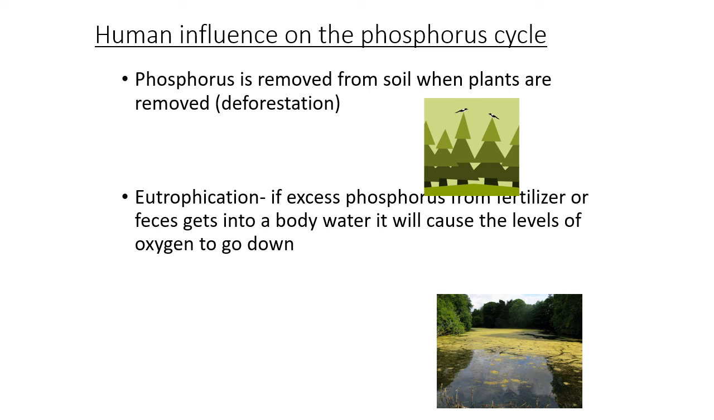So our influence on the phosphorus cycle: it's removed when plants are removed, so deforestation. And then eutrophication, this is if excess phosphorus from fertilizers and feces get into a body of water. It causes the levels of oxygen to go down too.